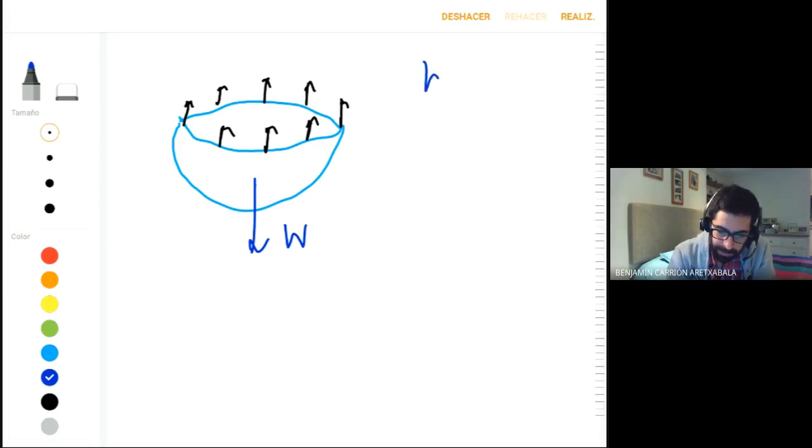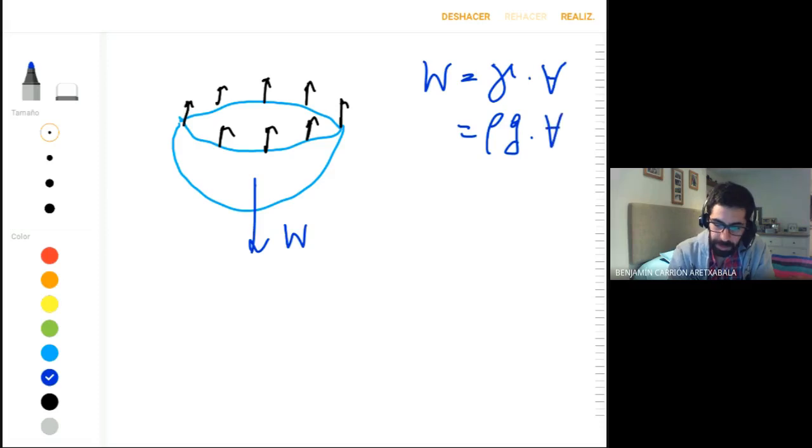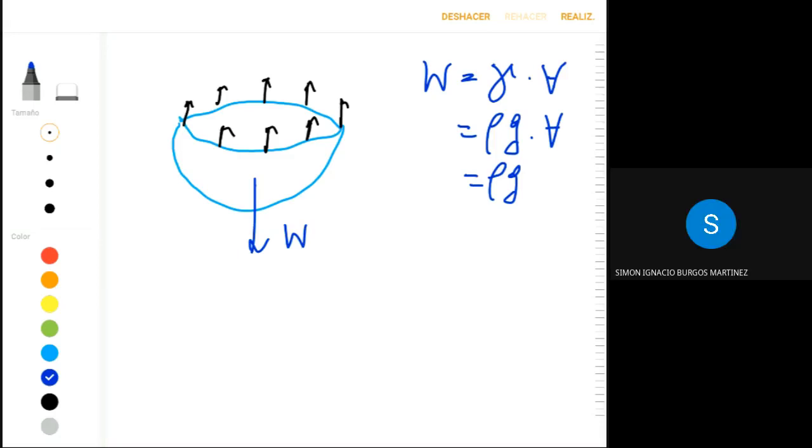So the weight is going to be equal to gamma times the volume, right? Gamma is rho g times the volume. And the volume of a sphere, I don't recall it by heart. Let me just Google real quick. Volume of a sphere. It's 4/3 pi r cubed, I think.